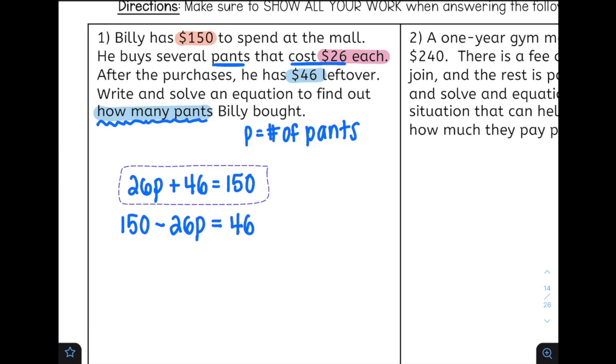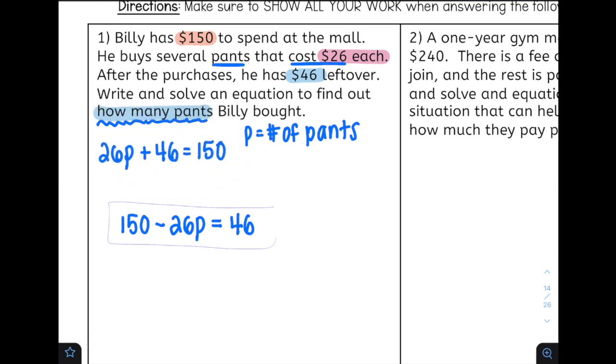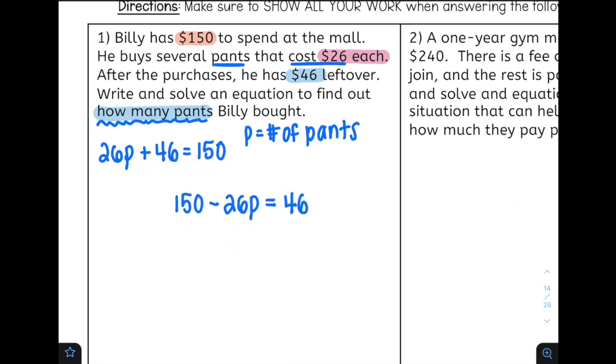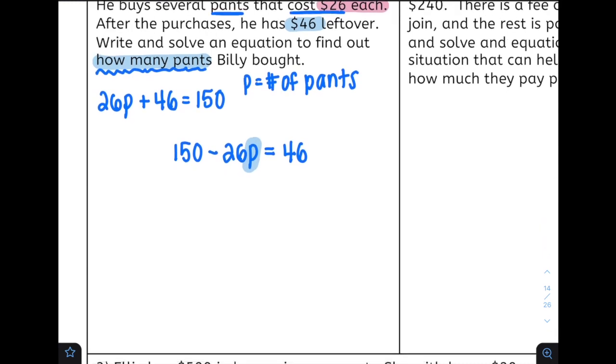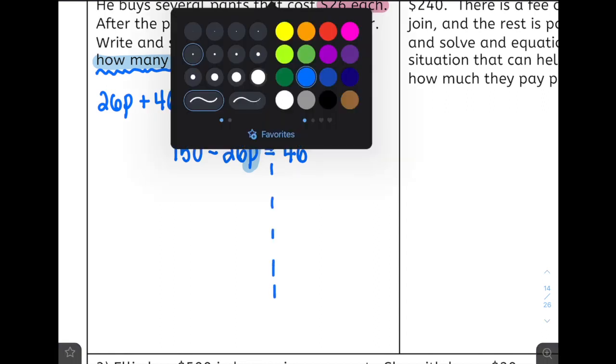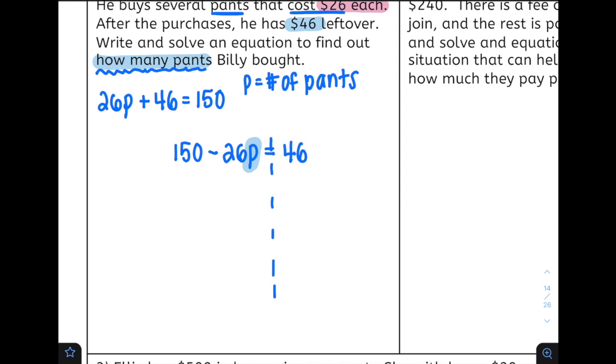So what I'm going to do is I'm going to use my second equation and I'm going to solve that one. I know my variable is what I'm looking for. So that means I'm going to use my inverse operations to solve for P. So what I'm going to do first is look at the last thing that was done to the variable, not the first thing, which would have been 26. I want to look at 150.